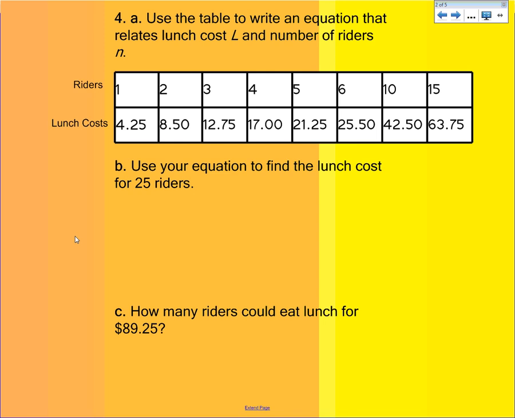All right, so we need to develop our equation first. So, let's think about this. 10 riders is $42.50. 5 is $21.25. Well, the most obvious thing that I see is one rider is $4.25. So for any amount of riders, in our case here we're looking for 25, we're going to have to use the letter N. So we'll start with that, N. And how much is one rider? Well, one rider costs $4.25 N.